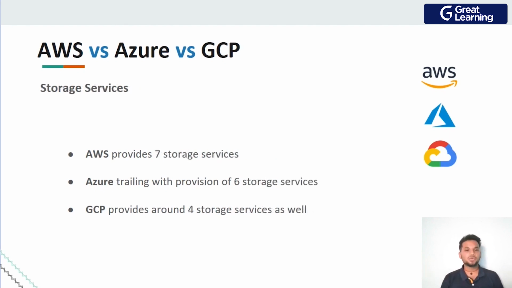Perfect. In the case of storage services as well, AWS leads because they provide 7 storage services, Azure provides 6, and GCP provides 4. Now, I'm not saying that any of these are inefficient and all of that.